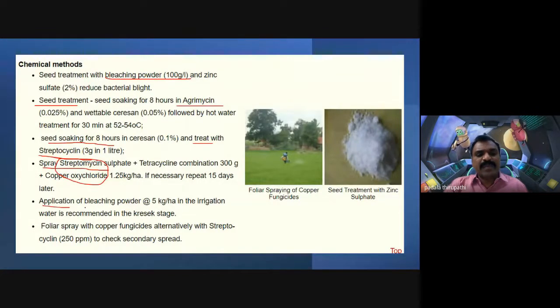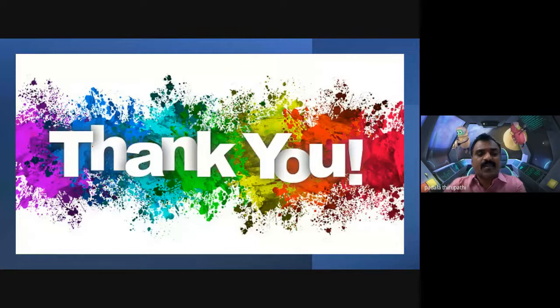At the same time, application of bleaching powder, 5 kg per hectare in the irrigation water, is recommended at the crest stage. And the foliar spray with copper fungicide alternated with streptocycline. So these are the chemical methods we use for the control of this disease. So this is about the bacterial blight disease.